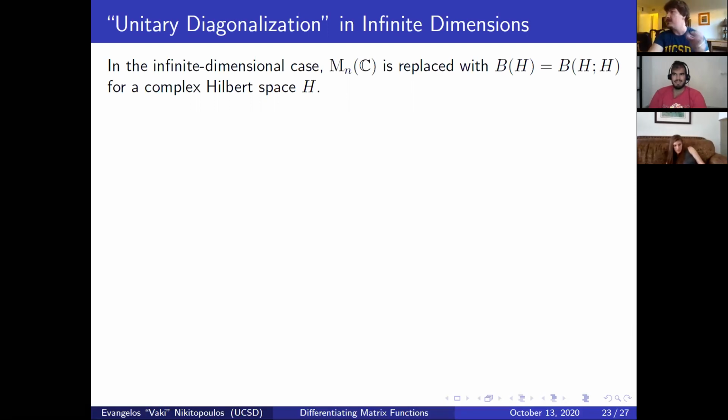That's going to still be spectral resolution, but the spectral resolution is going to be integration against a projection valued measure instead of just summing over projection matrices. So in the infinite dimensional case, we're going to replace the matrices with bounded operators on a complex Hilbert space. H is a complex Hilbert space. B(H) is bounded linear maps from H to H.